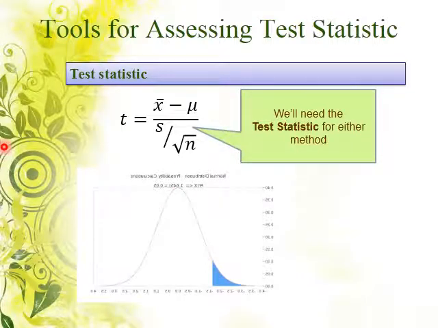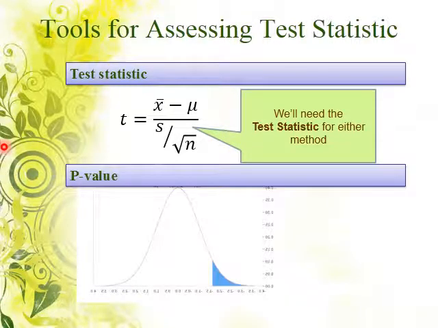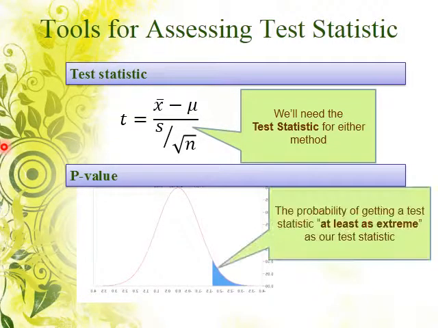And just to be sure, we'll use this test statistic for either method, the p-value method or the critical value method. So for the p-value, again, this is the probability of getting a test statistic at least as extreme as our test statistic. So it'll, again, be very similar to what we looked at before. It's just now, instead of talking about the normal distribution, we are talking about the t-distribution. So we'll need to look up p-values on our t-distribution table.